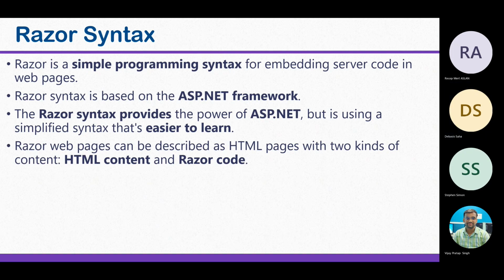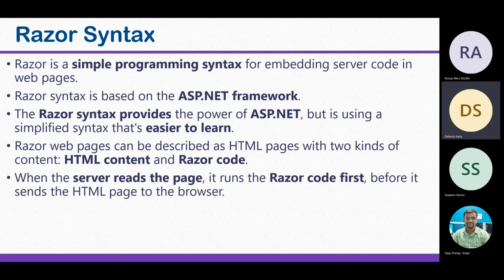Whenever we use Razor syntax in a web page, we can describe the page as an HTML page with two kinds of content: Razor HTML content and Razor code. HTML content contains the standard HTML tags and standard HTML code, and Razor code contains some C# code within that HTML file, which is the server-side code. So in a single file, we can write two different types of programming language: HTML and C# Razor code.